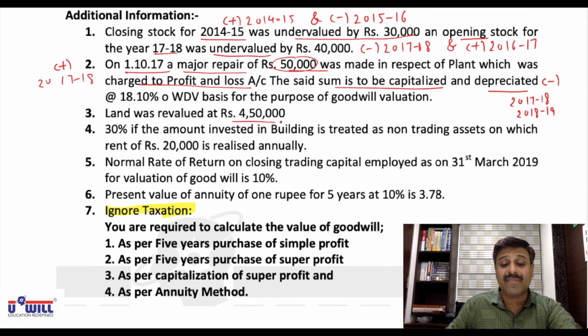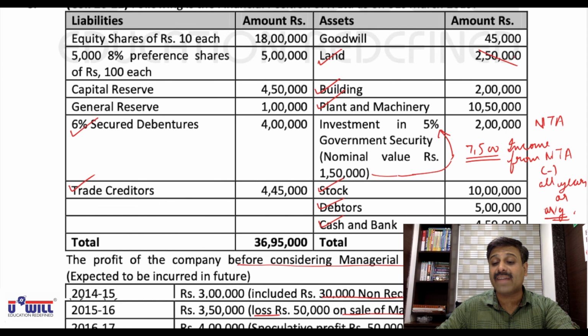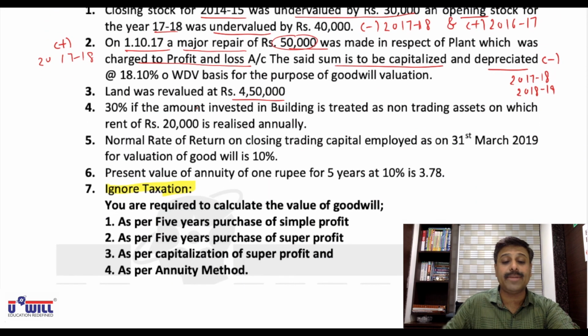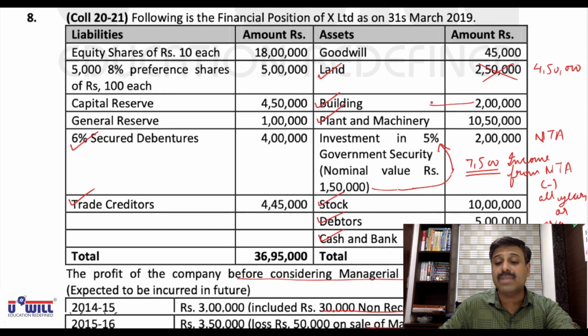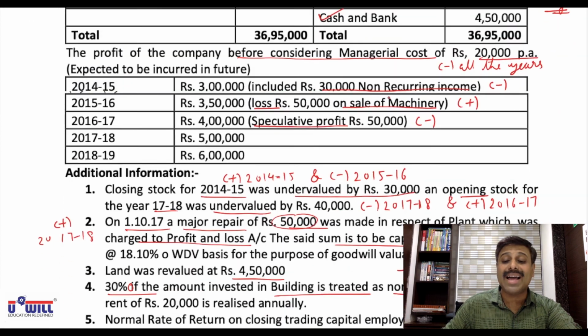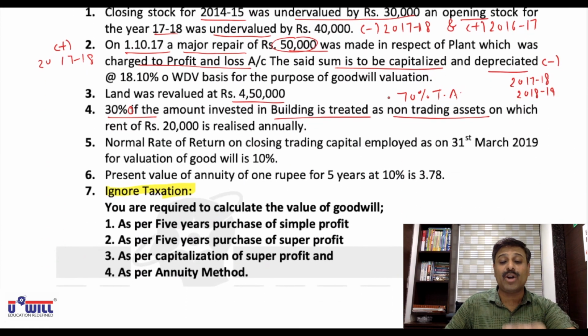Land was revalued at 4,50,000, so we will not take 2,50,000. We have to take fair value of trade assets. So we will take 4,50,000 when we find capital employed. The amount invested in building, 30% is treated as non-trade assets, so can we say 70% is trade asset? We take fair value of all trade assets. So this building, when you take in capital employed, you'll take only 70% as trade assets, so you'll take only 1,40,000 when you find the capital employed.